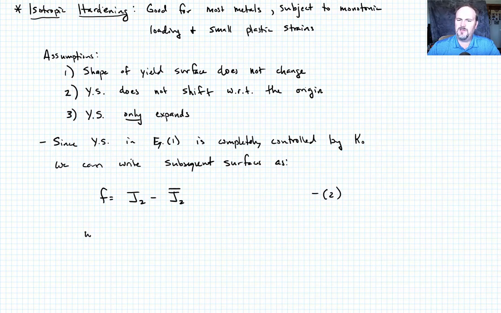Where, let me just define this, J2 bar is equal to k0 squared initially, and it's just some value, and that value grows. So it's k0 squared initially, but it will change with increasing plastic strain.